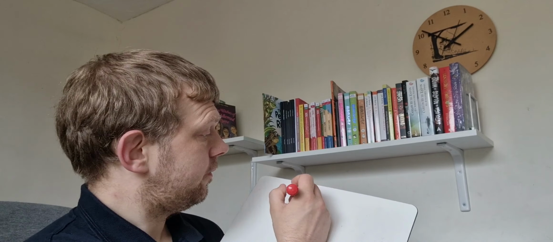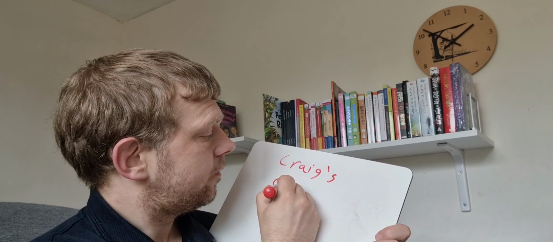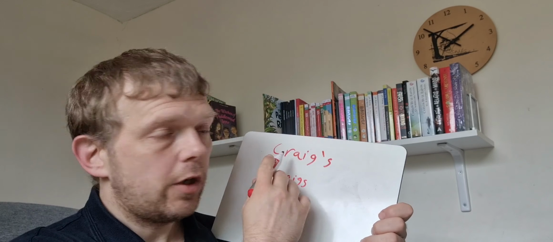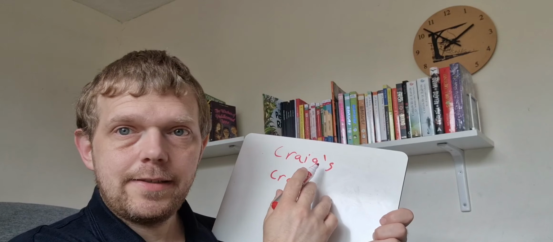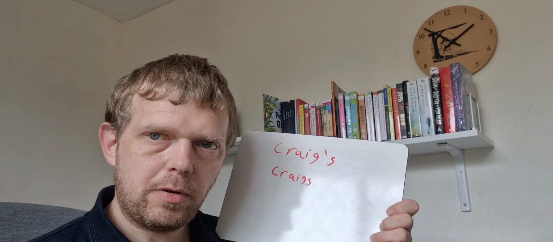We can also contract nouns. So we've contracted pronouns, he, she, it. We can also contract proper nouns like Craig. So Craig is, Craig's recording a video. Craig is recording a video. Craig's without the apostrophe, this is Craig's video. Craig's with the apostrophe is Craig is, or Craig has, and possession is Craig's.